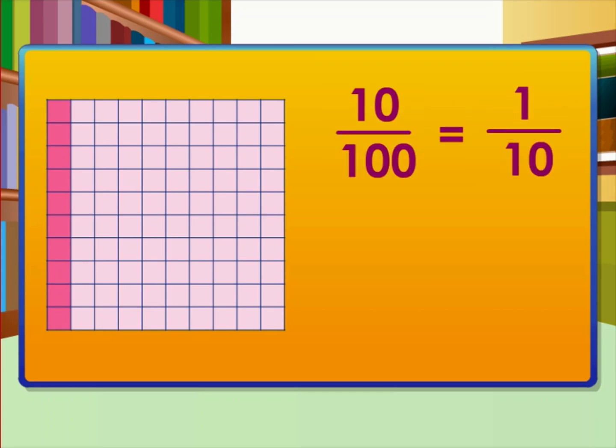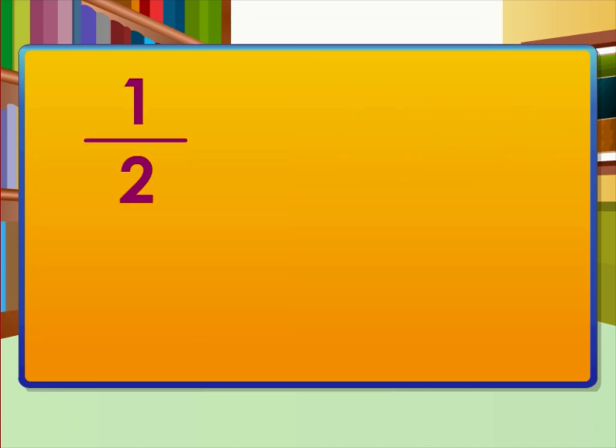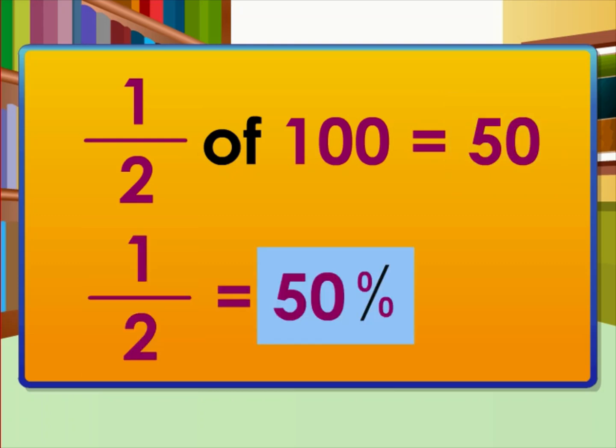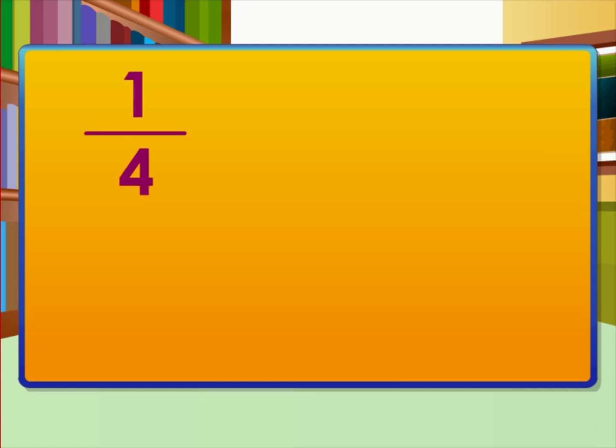Do you know how to change fractions to percentage? To change a fraction to a percentage, you start off with a fraction that you want to write in percentage. For example, to write half as a percentage, half of 100 is 50. So, half is equivalent to 50%. How about a quarter? A quarter of 100 is 25. So, a quarter is equivalent to 25%.